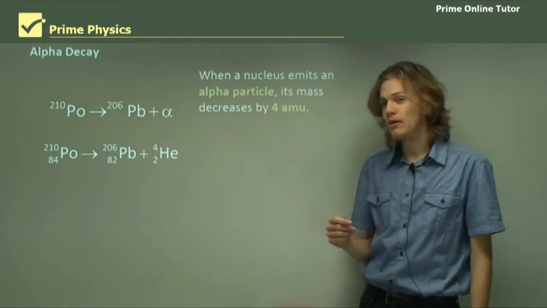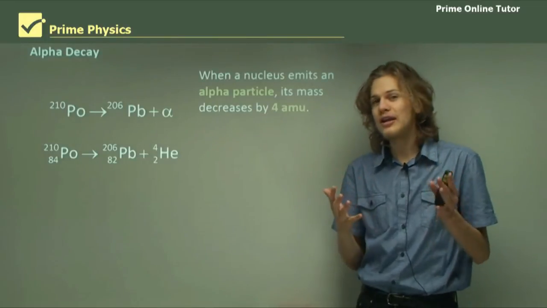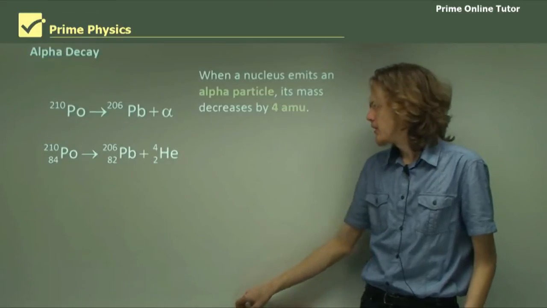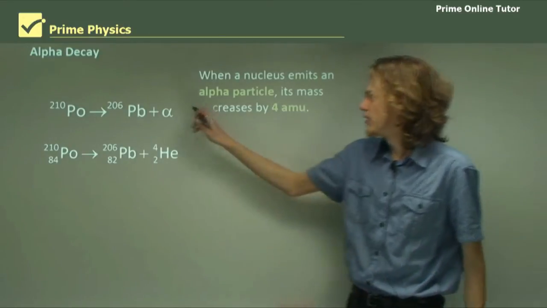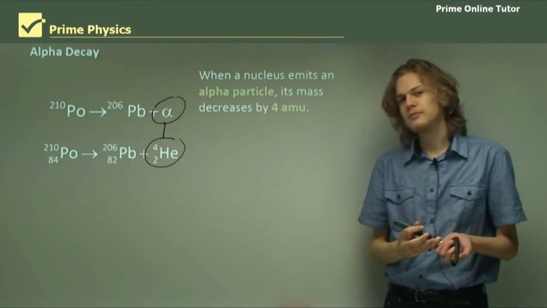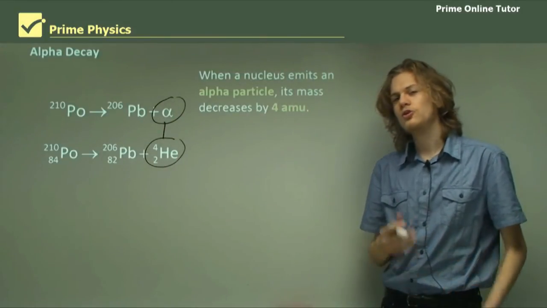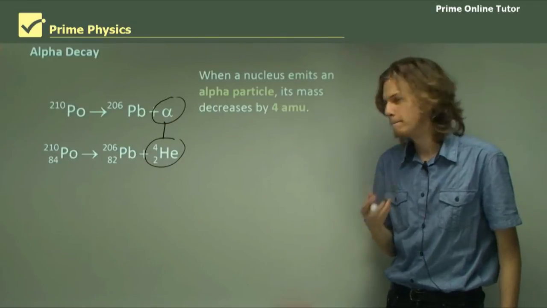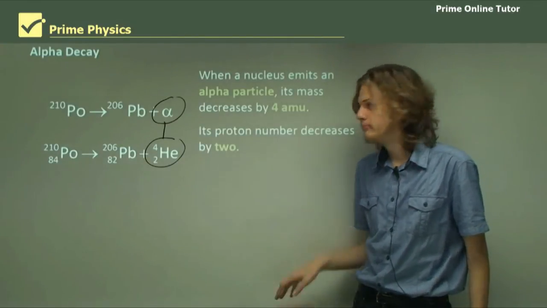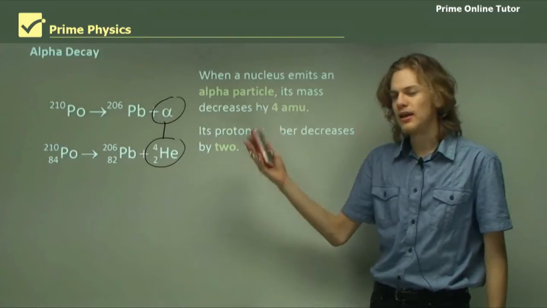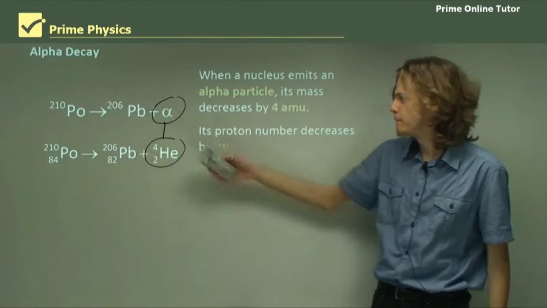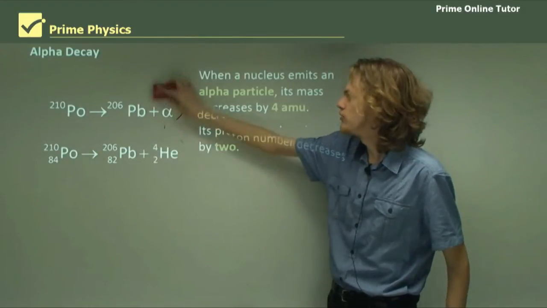When a nucleus emits an alpha particle, this is alpha radiation, its mass decreases by 4 atomic mass units, because an alpha particle is the same as a helium nucleus. It has 2 protons and an atomic mass number of 4. Its proton number decreases by 2. So you can see that in this case, we're starting with a proton number of 84 and ending up with 82. The other protons have gone into the alpha particle.